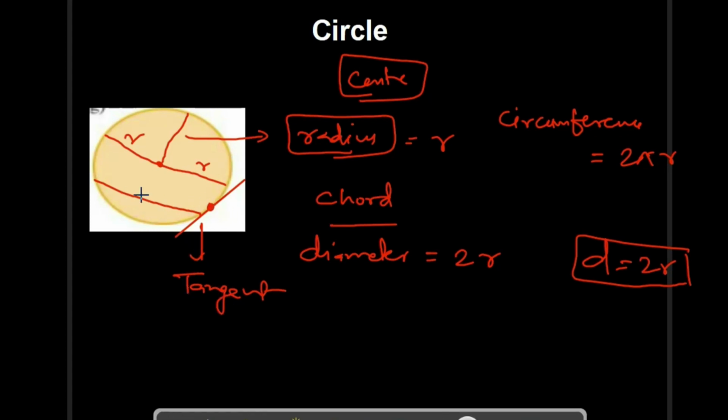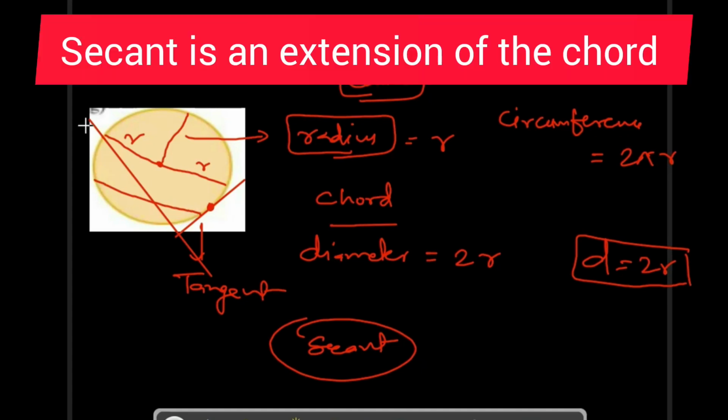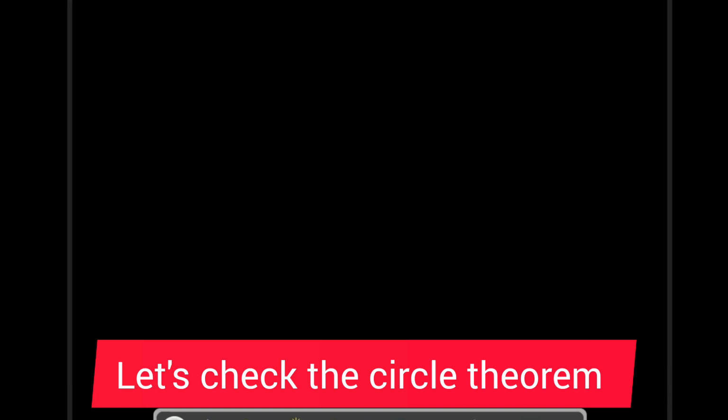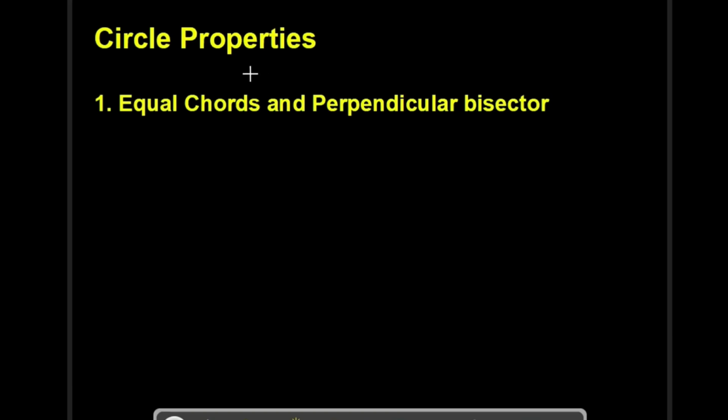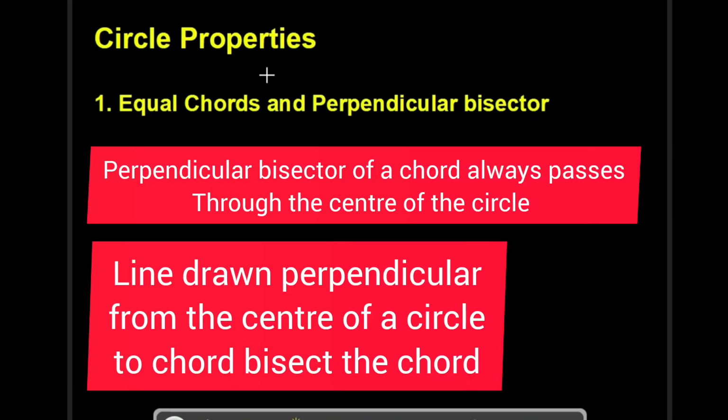Now secant. A secant is a line, an extension of the chord, like this. That means it is intersecting at 2 points. So when it intersects at 2 points, we call it a secant. So a secant is an extension of a chord, but it intersects at 2 points. Instead of touching, it is inside the circle and also outside. It is intersecting at this point and this point, so we call it a secant.